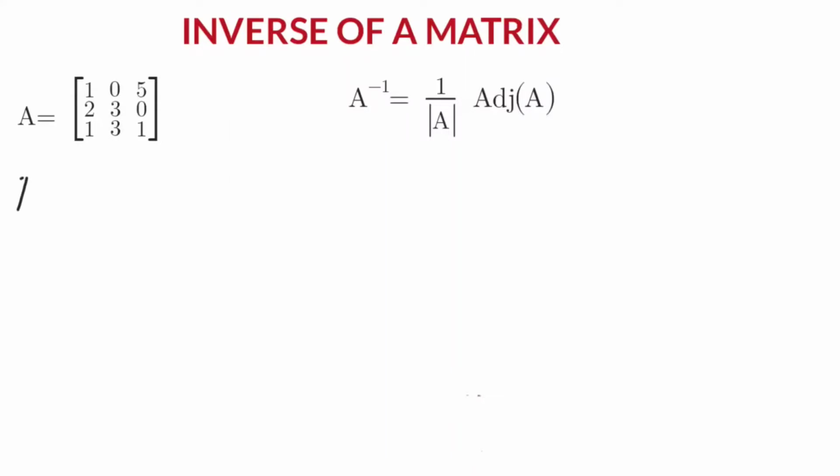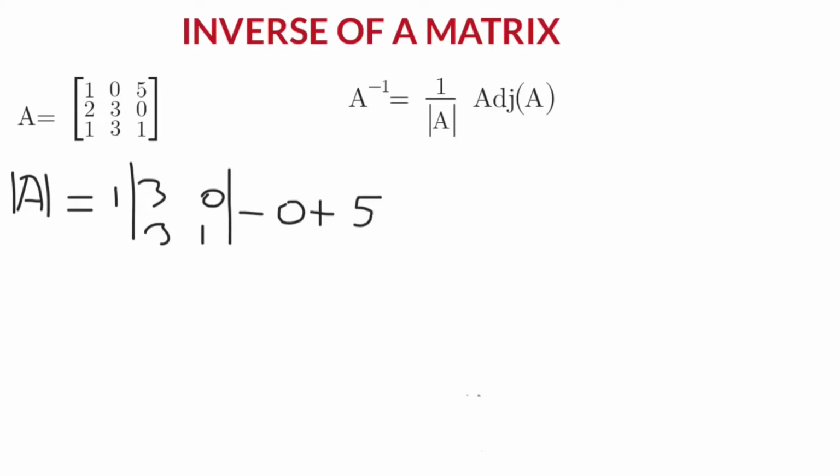First, we are going to calculate the determinant of this matrix A. So the determinant of matrix A is given by 1 times 3 0 3 1, minus it's 0, so it will be 0. 0 multiplied by anything is 0, so we can write only 0, plus next is 5 times 2, 3, 1 and 3. If you don't know how to calculate the determinant, you can watch my previous video on determinant of a matrix.